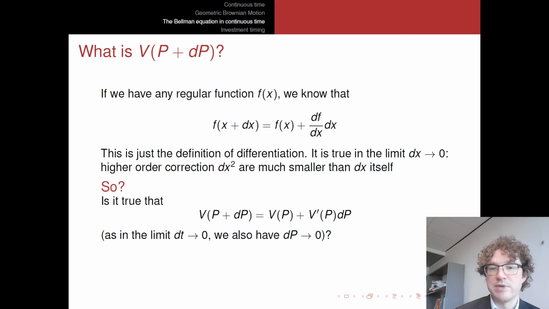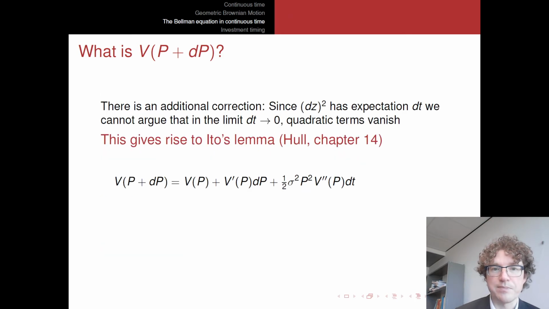As long as this dP is small enough, of course, which will happen if dt gets very small, then dP, the change in price, will also get very small, since this is a continuous process. Well, this is almost true, but it's not quite true. And the reason why it's not quite true is because this dP is actually moving not deterministically, but stochastically. So there's also this dz term, this uncertain term, this volatility term in the price movement for dP.